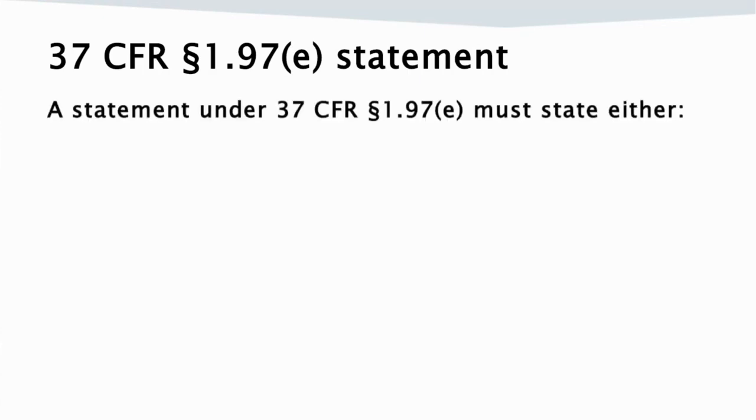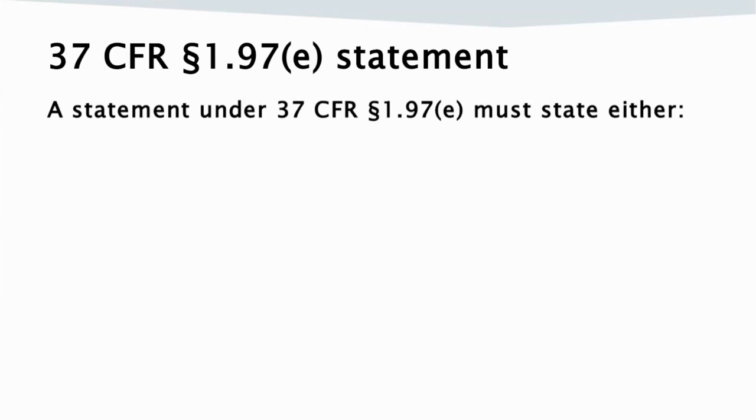Now, we will switch gears and talk about a different topic: the 37 CFR 1.97E statement. Recall in Stage 2, under 37 CFR 1.97 mentioned earlier, applicant has the option of either providing a 1.97E statement or paying a fee under 37 CFR 1.17. We will now discuss what is meant by providing a statement under 37 CFR 1.97. The statement comes in one of two forms, depending on the situation.